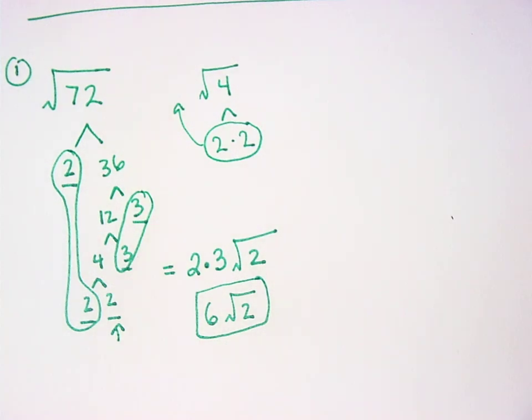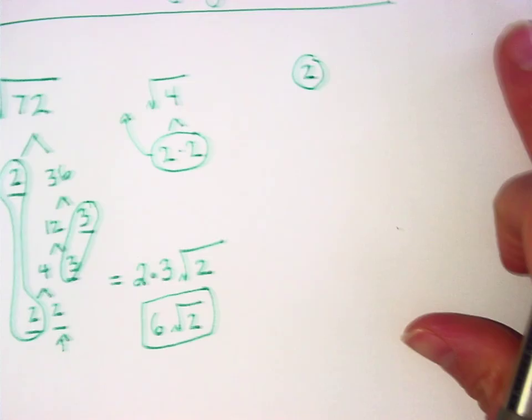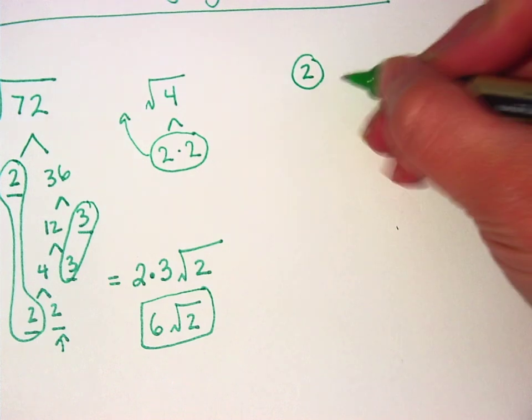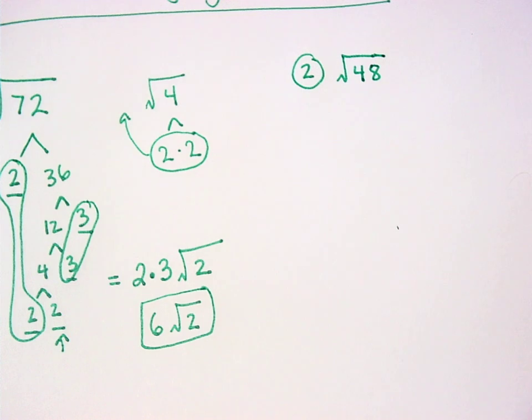All right, so let's try again. Number 2. I want you to do the square root of 48. Try it with your partner right now. Break it down.